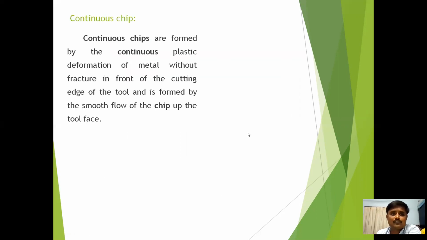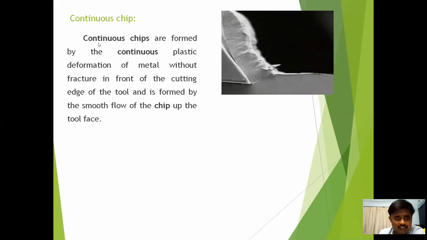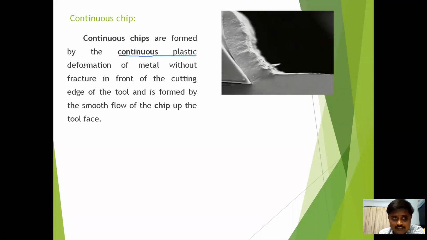First one is the continuous chip. Continuous chips are formed by the continuous plastic deformation of metal without fracture in front of the cutting edge of the tool, and are formed by the smooth flow of the chip on the tool rake surface. If you observe, the continuous chips are formed by the continuous plastic deformation of the metal without fracture.